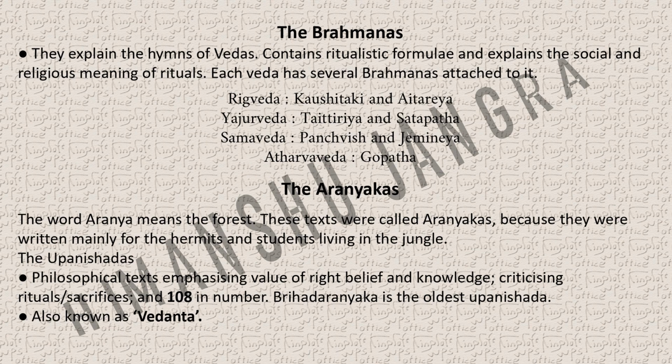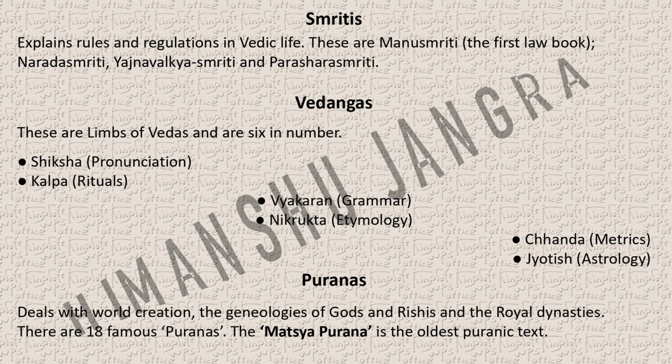The Aranyakas. The word Aranya means the forest. These texts were called Aranyakas, because they were written mainly for the hermits and students living in the jungle. The Upanishads. Philosophical texts emphasizing value of right belief and knowledge, criticizing rituals/sacrifices, and 108 in number. Brihadaranyaka is the oldest Upanishad. Also known as Vedanta.